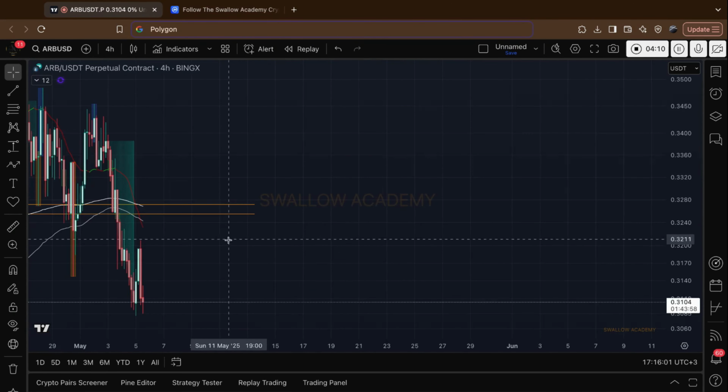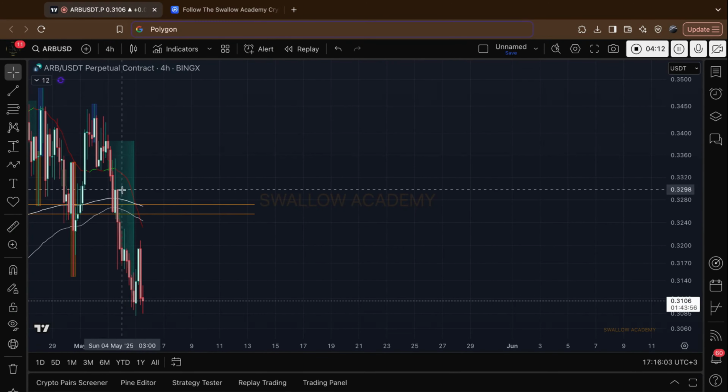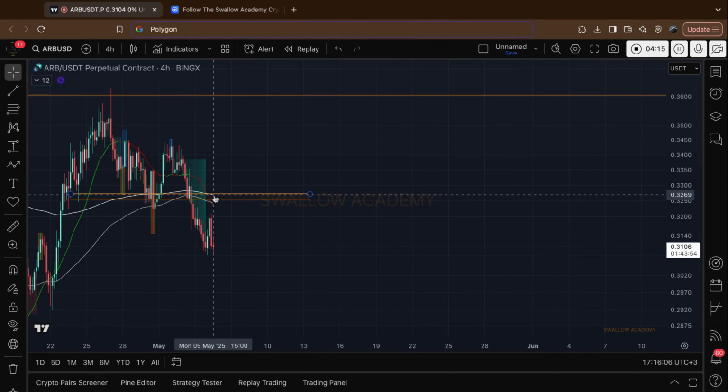So what we are looking for is a break of structure in this region, and the stop loss would be pretty tight, which would mean a stop loss being closer to this zone.